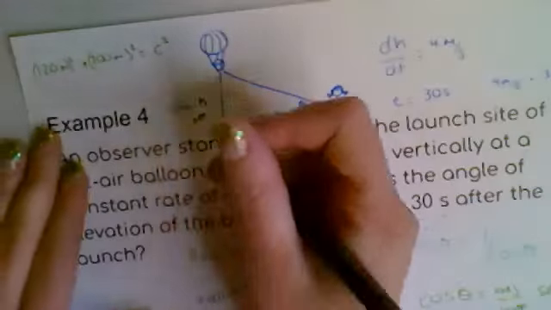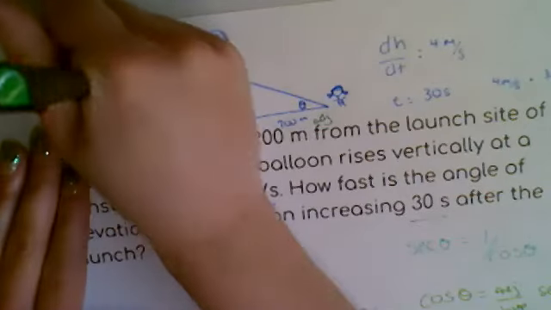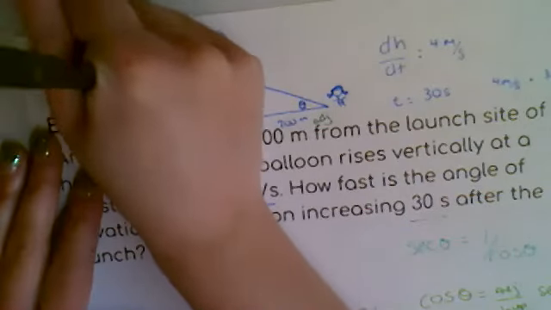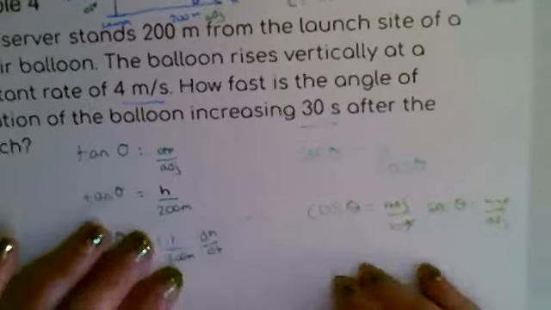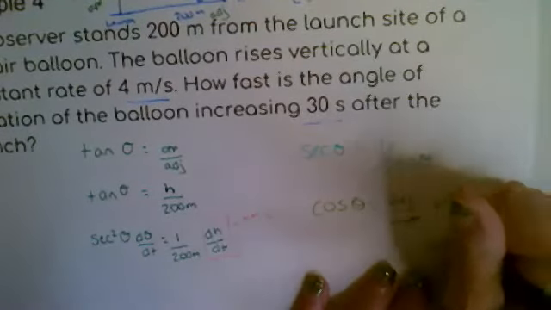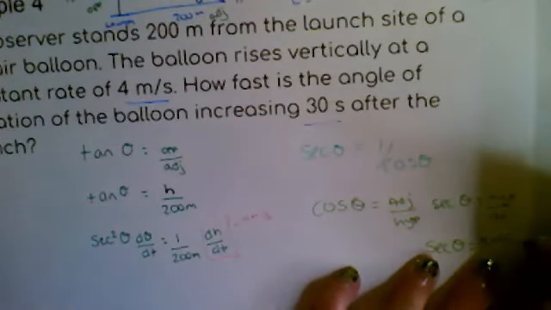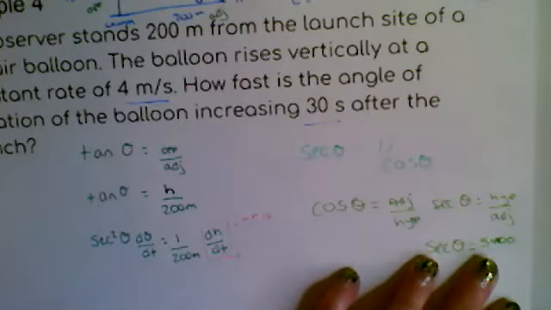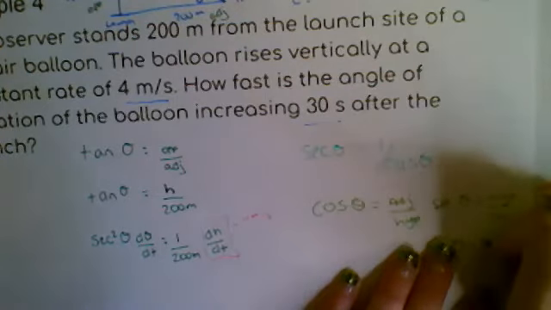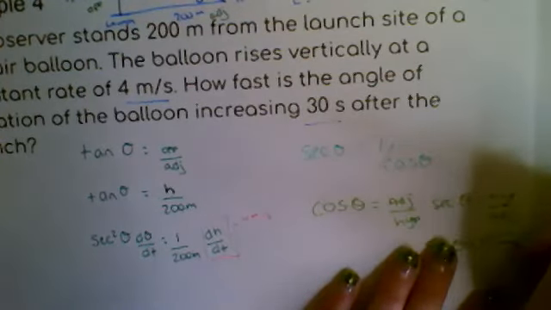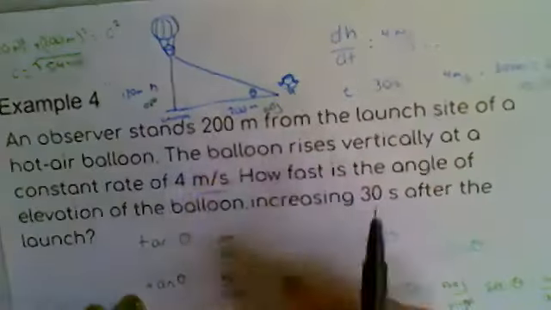If I do this whole thing, I'm going to end up with my hypotenuse c equal to the square root of 54,400. Since that's my hypotenuse, I know that secant theta is going to equal the square root of 54,400 divided by my adjacent. My adjacent in this case is 200.